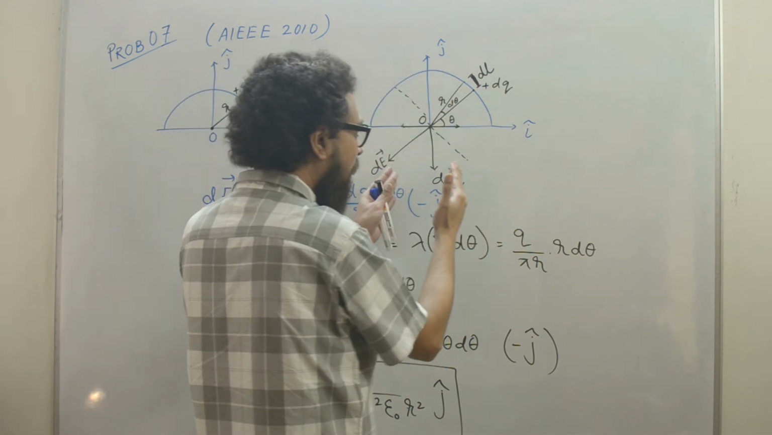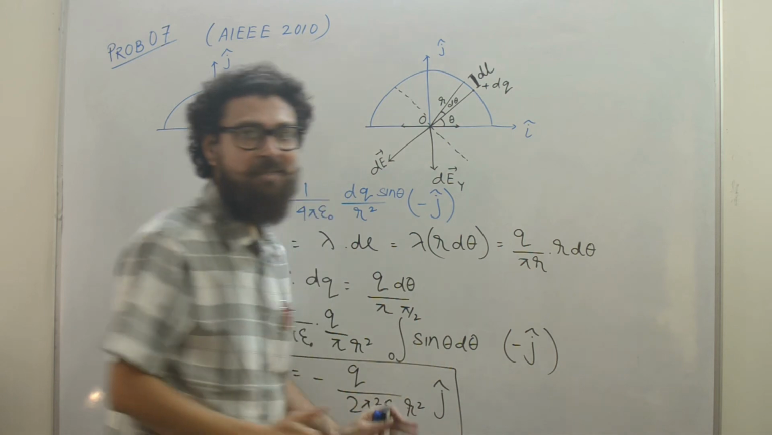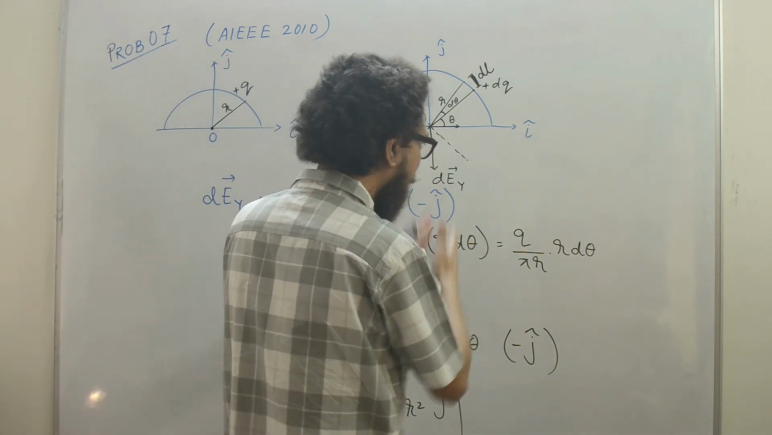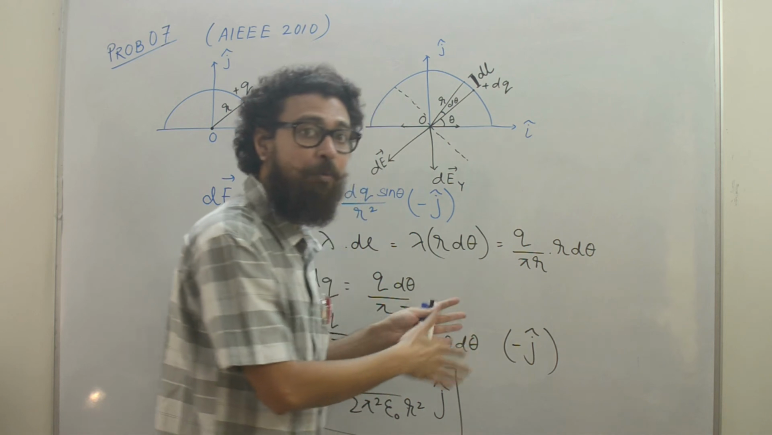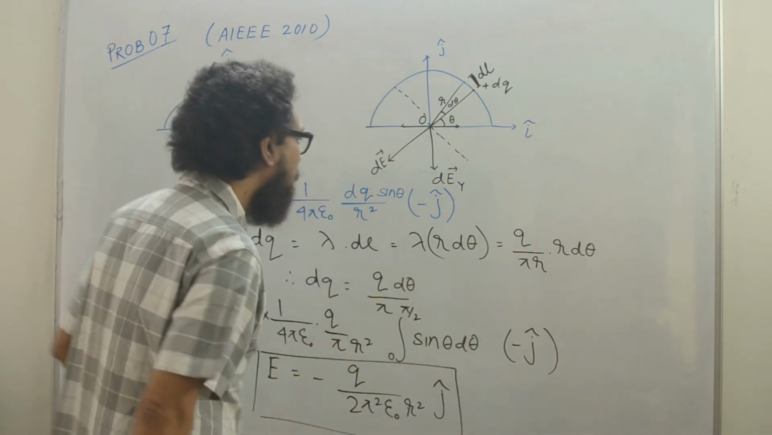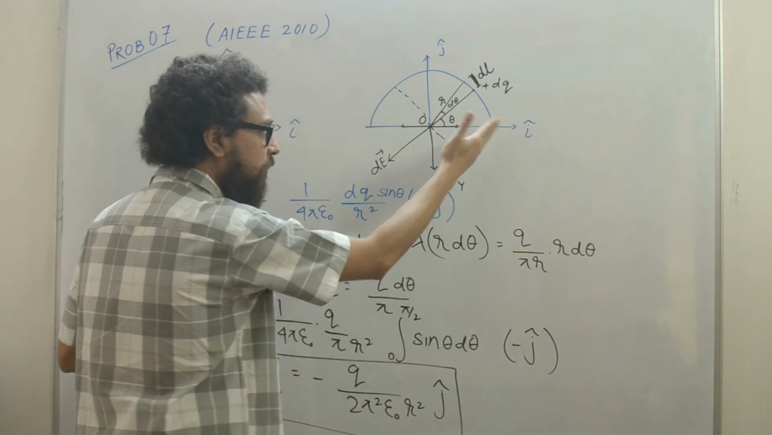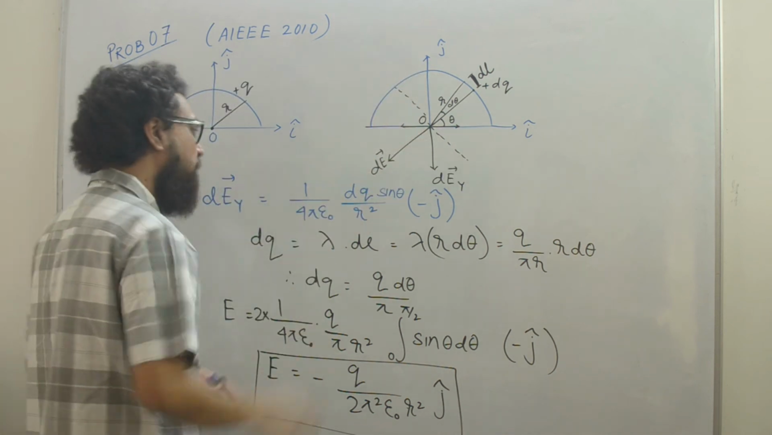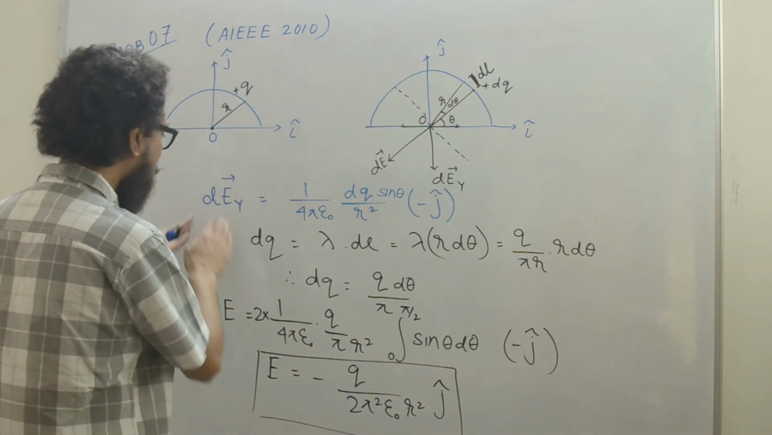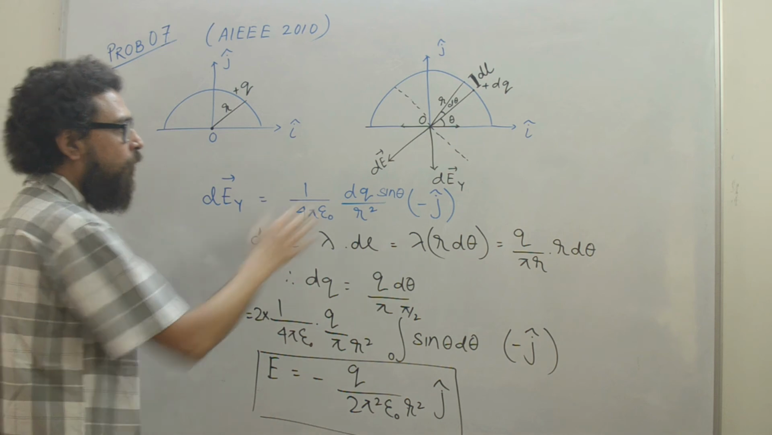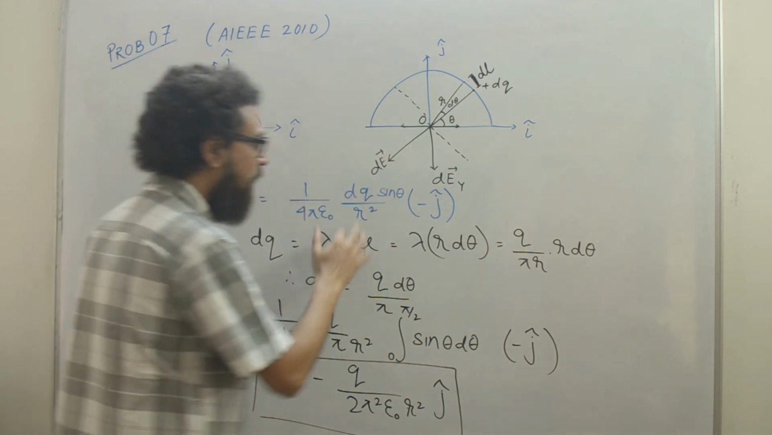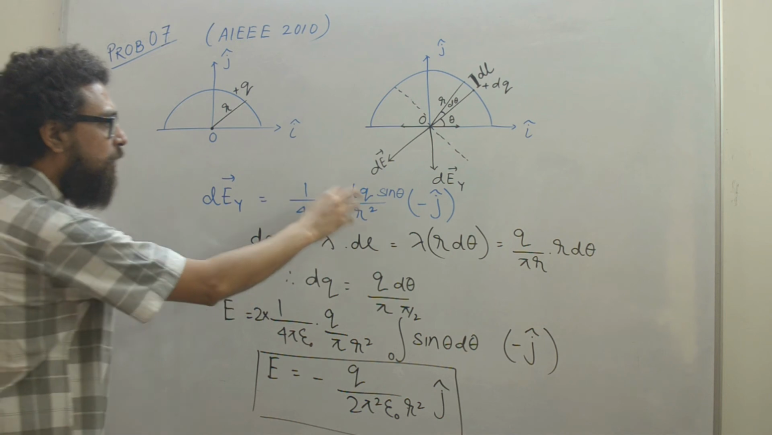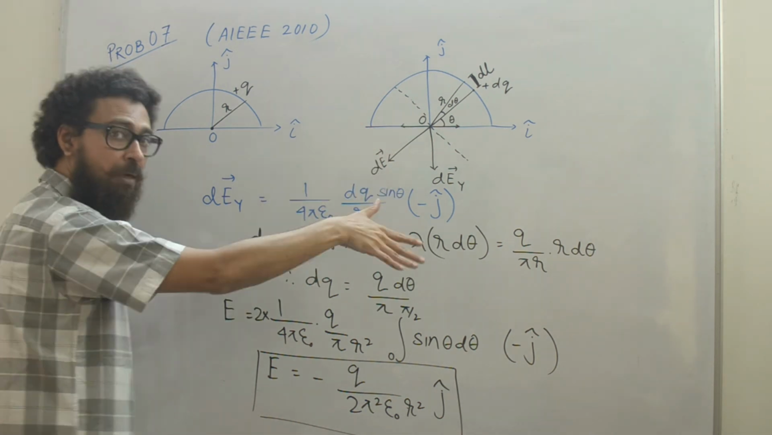So when we take the components, the x-axis components will get cancelled, and we will be getting only the y-axis components which is downward, okay, minus j cap. And there will be two such things, from 0 to pi by 2 and from pi by 2 to pi, this way. So we can easily do that. So we are writing the expression for dE y, which is 1 by 4 pi epsilon naught dq sine theta by r square and minus j cap. Okay, dq by r square is the field and sine theta is the component.